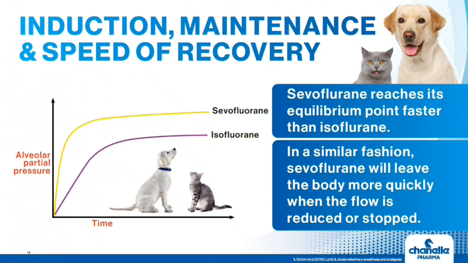And then importantly, because these inhalation agents are primarily expelled from the body in the same way they came in, i.e. via respiration, the same applies in reverse. So when the vaporizer settings are turned down or turned off, the changes to the anaesthetic depth occur more rapidly with sevoflurane because the agent is able to leave the blood and leave the body more quickly than isoflurane.